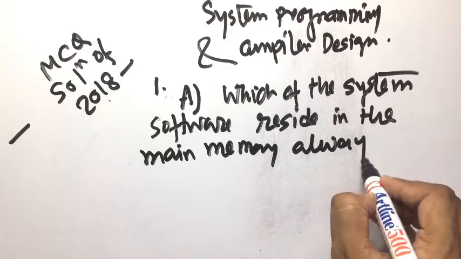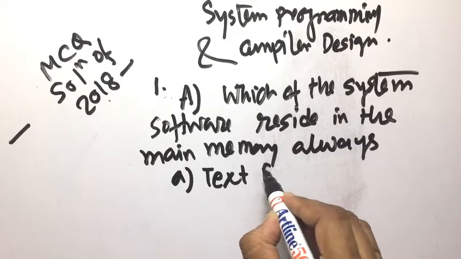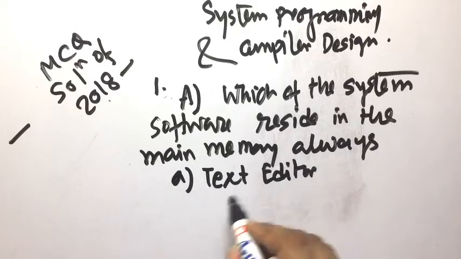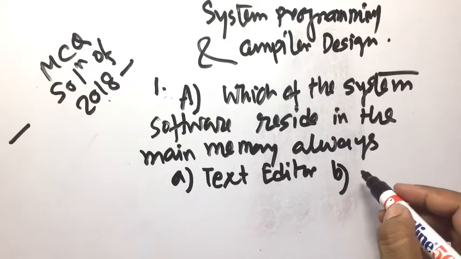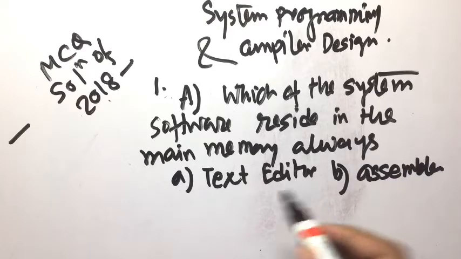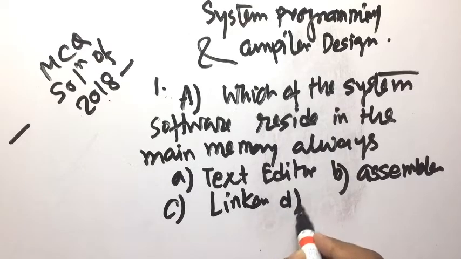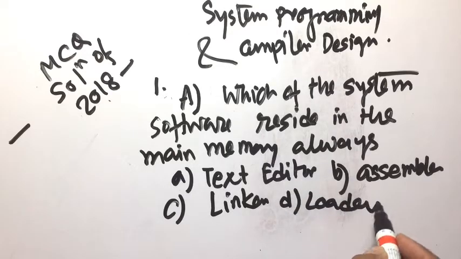Always. Option A, text editor. Option B, assembler. Option C, linker. Option D, loader. Which of the system software reside in the main memory at all times?